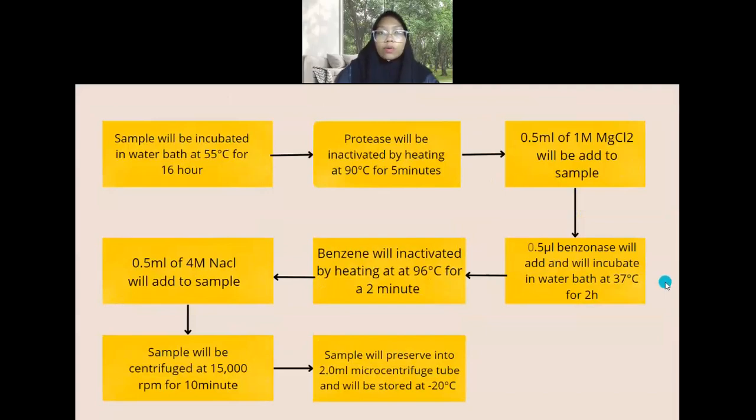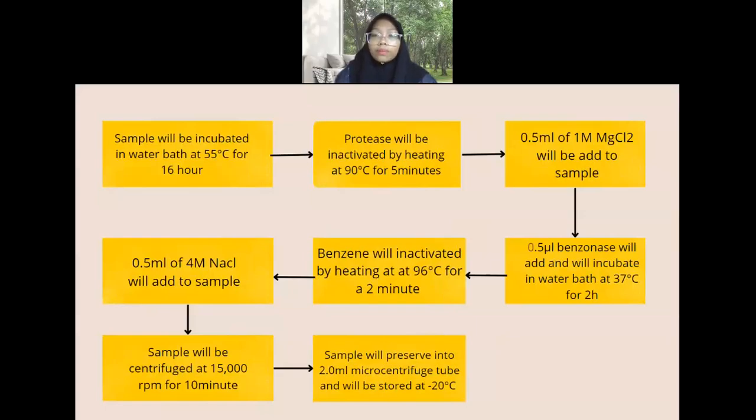And then the sample will be incubated in a water bath at 55 degrees Celsius for 16 hours. And then the process will be inactivated by heating at 90 degrees Celsius for 5 minutes. 0.5 ml of 1 molar MgCl2 will be added to the sample, and 0.5 microliter benzonase will be added and will be incubated in the water bath at 37 degrees Celsius for 2 hours.